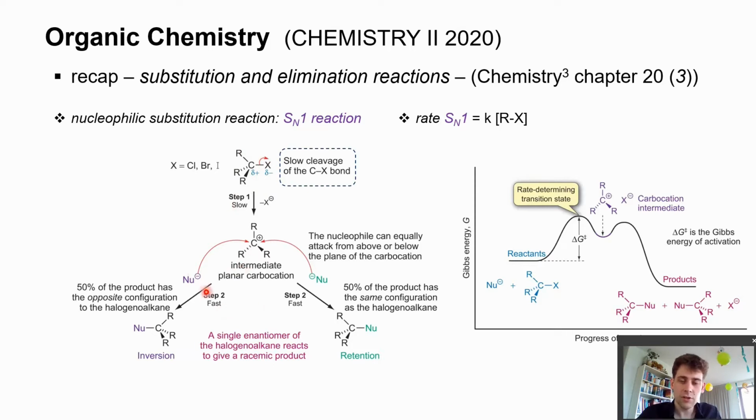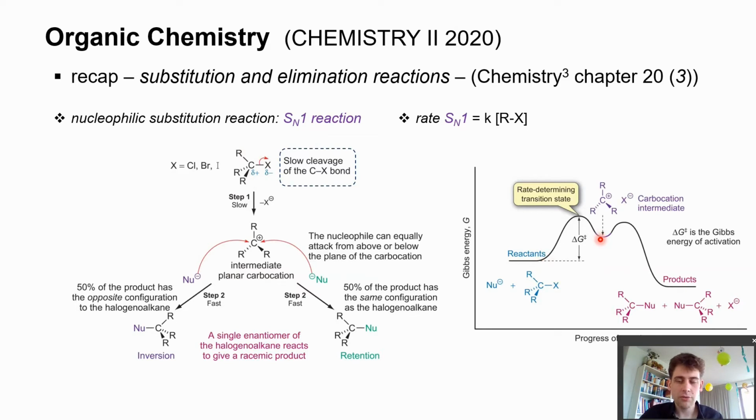So the concentration of the nucleophile is not important, because in the end, whenever a carbocation is formed, there will always be a nucleophile that attacks it, and then the reaction proceeds. So this is not important, but just the concentration of our starting material. Also, our energy diagram changes here again. We now have an intermediate.